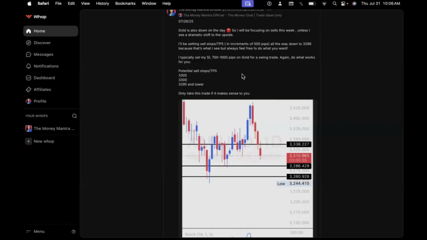And then we have the potential sell stop and TPs that I put on this trade. And I always encourage people to check their charts before they copy trades from anyone because we don't all trade the same way and you may see something different.